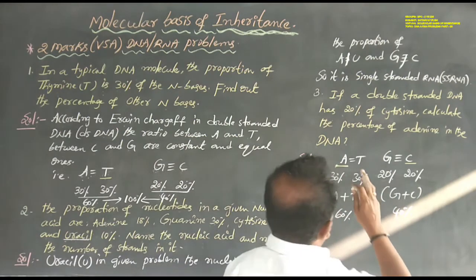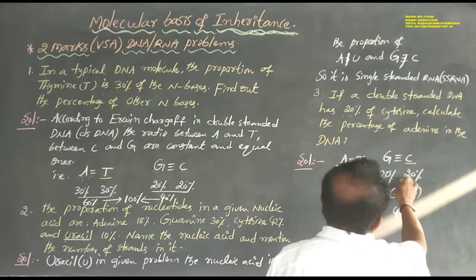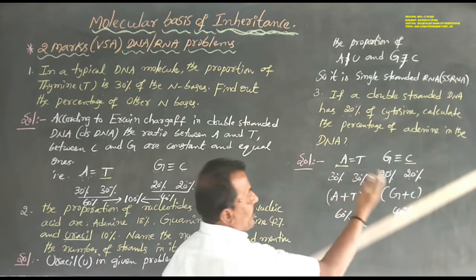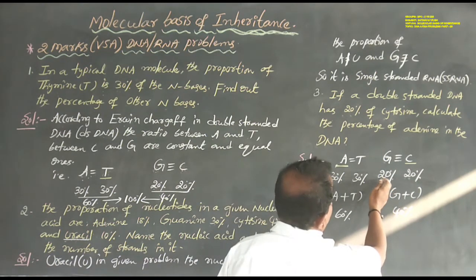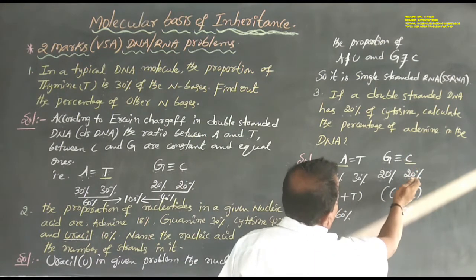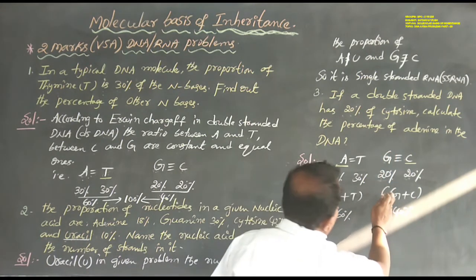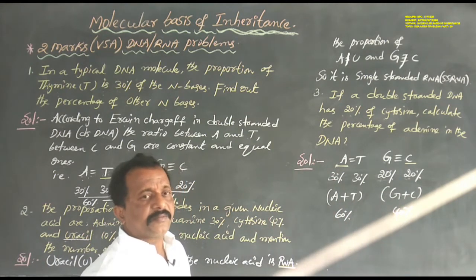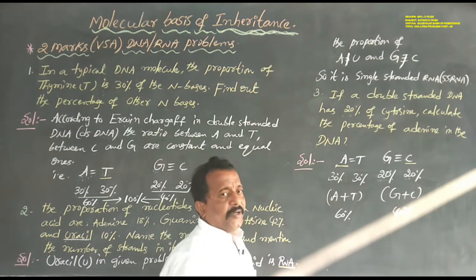But in this problem, cytosine contains how much percentage? 20%. So cytosine will be 20%. At the same time cytosine is opposite to guanine, so guanine will also be 20%. So totally, guanine plus cytosine is 40%. The remaining 60% has to be calculated.